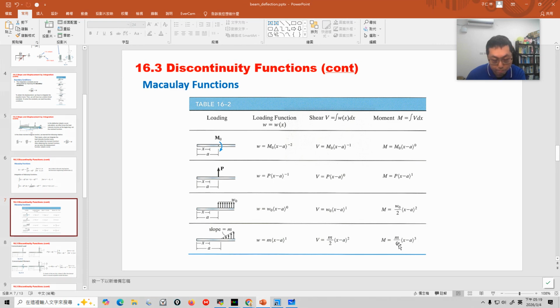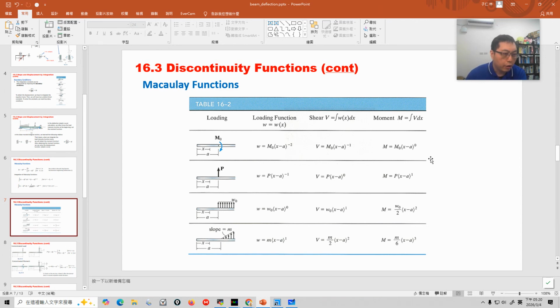The power becomes 3, and move the 3 down here, so it equals 2 times 3, which is 6. When the loading function is x minus a with power minus 2, just add 1 to the power, so it becomes minus 1. Integrating again, just add 1 to the power, so it becomes power 0. Just be careful: the integration rule is different when n is minus 1 and minus 2.